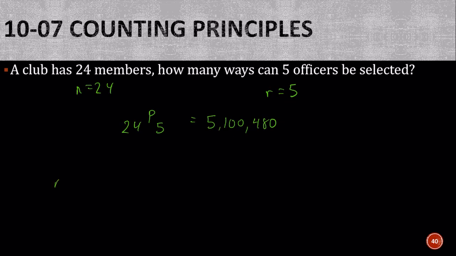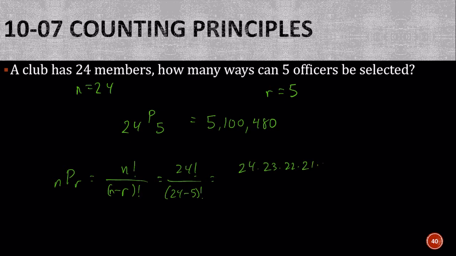But let's look at this using the formula. It was nPr is n factorial over n minus r factorial. So for this one, it would be 24 factorial over 24 minus 5 factorial. So 24 factorial would be 24 times 23 times 22 times 21 times 20 times 19 times 18 times 17 times and so on.